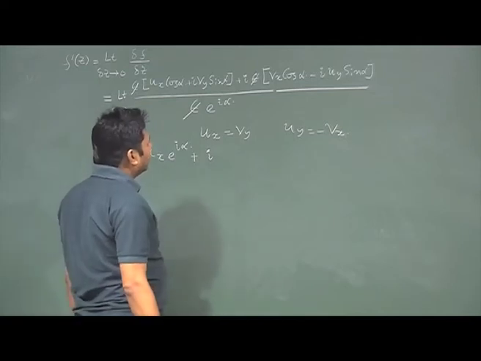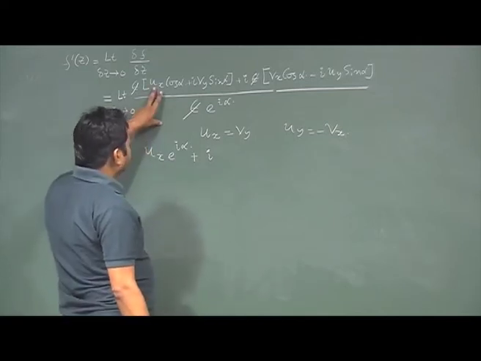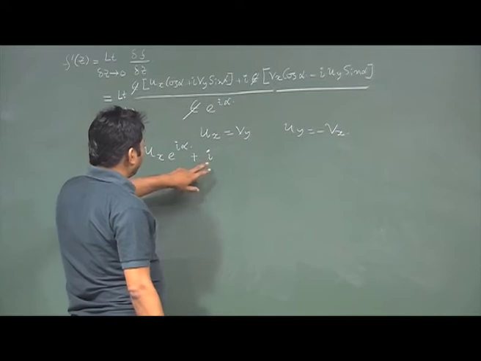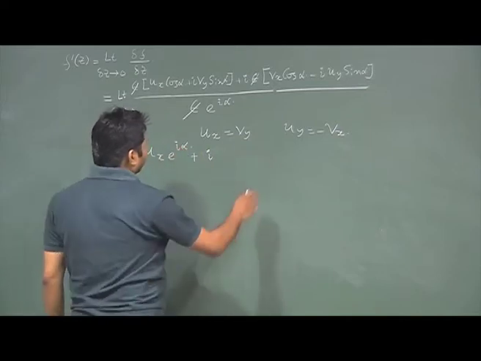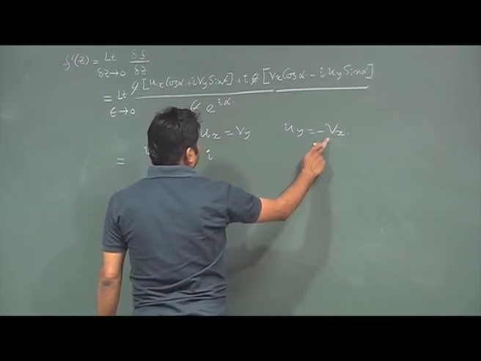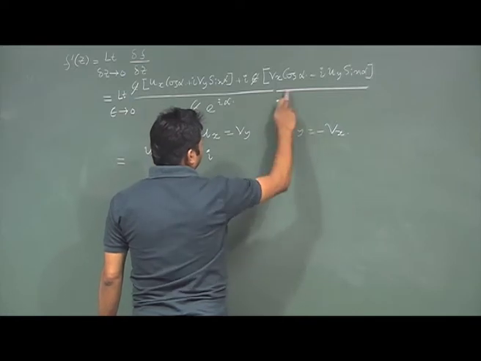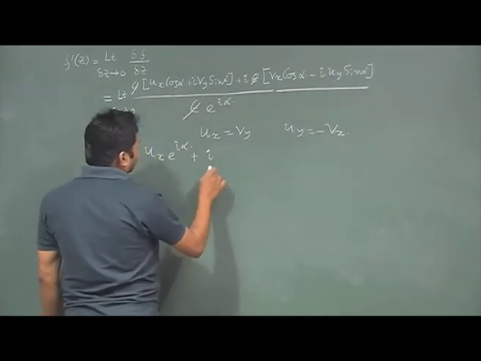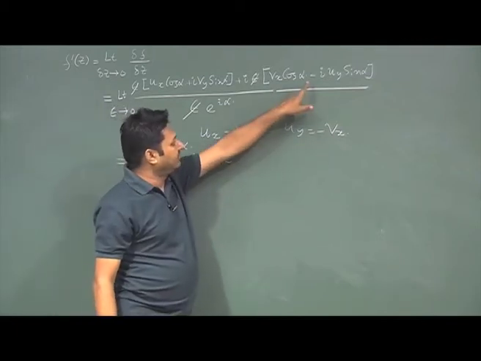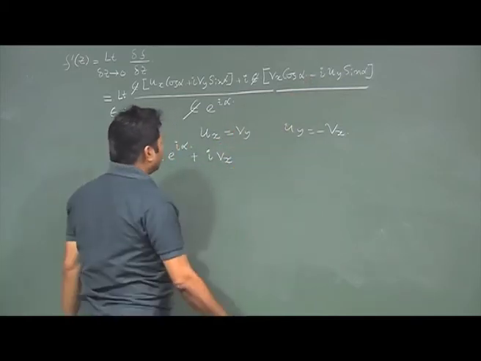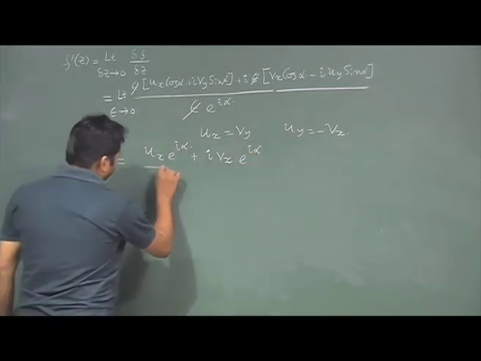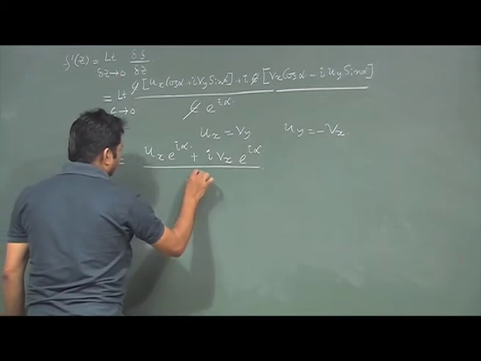Let me check once again. So, I replace ux here, and now I am going to replace uy as minus vx. If I do, then this term will be plus. So, eventually I will have e to the power of I alpha divided by this quantity, which is already there, e to the power of I alpha.